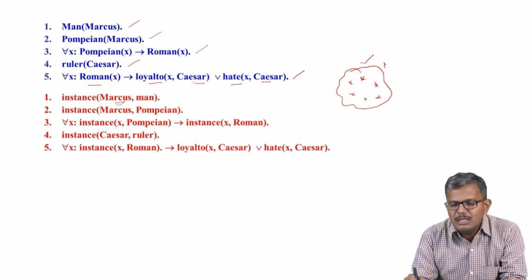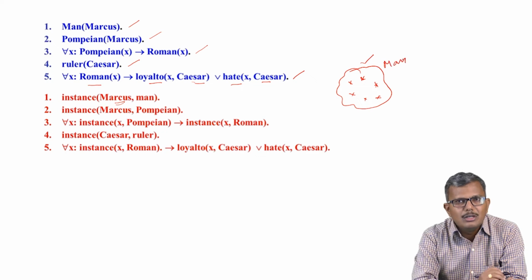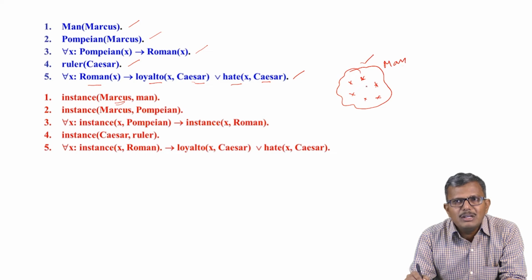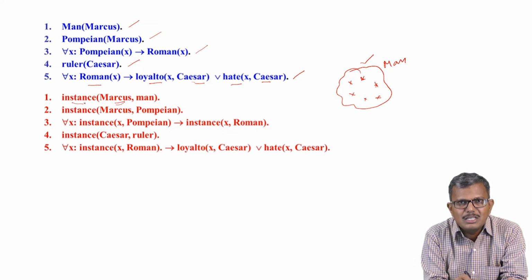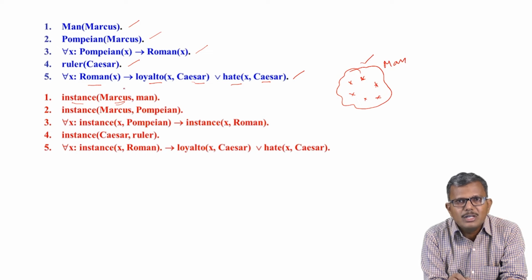So what is this world here? Man can be the world. Whenever I say man, there will be multiple men. We can say that there are multiple instances of man. That's why by using the instance representation, I am representing the same sentence, the first one, in this manner: instance of Marcus comma man.